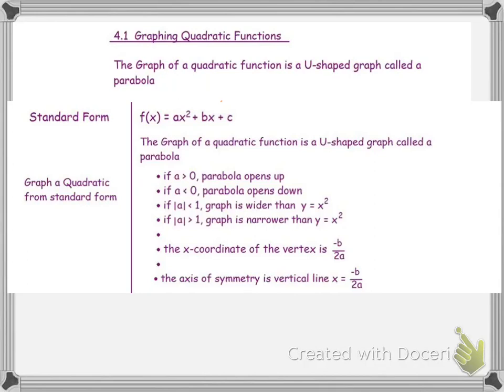You can look at the a, and if that a is greater than 0, then the parabola is going to open up. And basically what that means, if that a is positive, then it's opening up like this. If that a is negative or less than 0, then it's going to be flipped and it's going to be opening down.